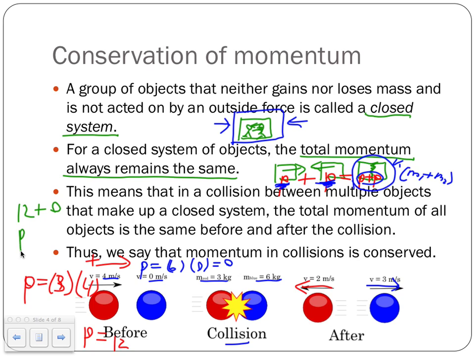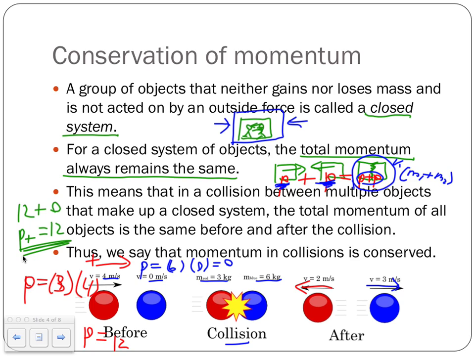So our total momentum before, and the total momentum is also going to be the same after, is going to be 12 kilogram meters per second. All right, so this should be our check here, because this is the total momentum before. That should also equal the total momentum afterwards. So let's find out the total momentum afterwards.